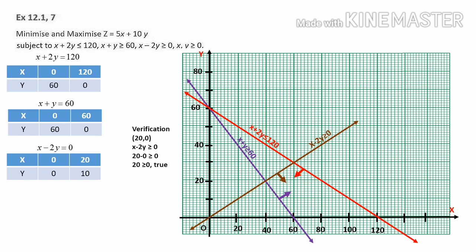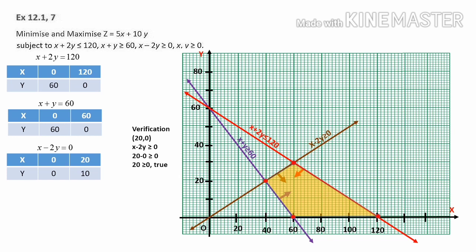Then two more inequalities are there: x greater than or equal to 0 and y greater than or equal to 0. As I mentioned before, x greater than 0 means the right side of the y-axis. This portion is the wanted region. Then y greater than 0 means the upper portion of the x-axis. So that portion is the wanted region. All these 5 inequalities, the regions coming together, that portion we have to shade, and this is the portion we have shaded.